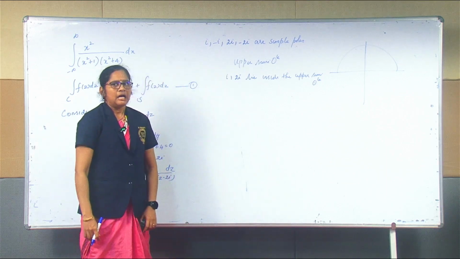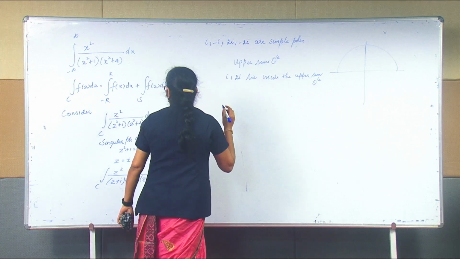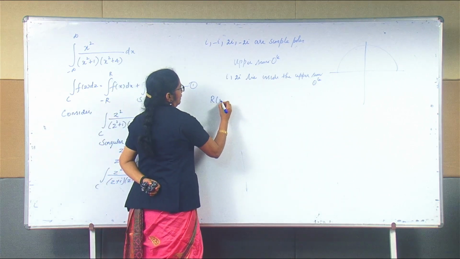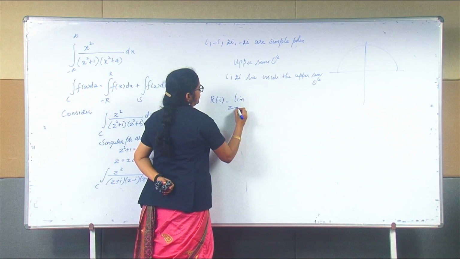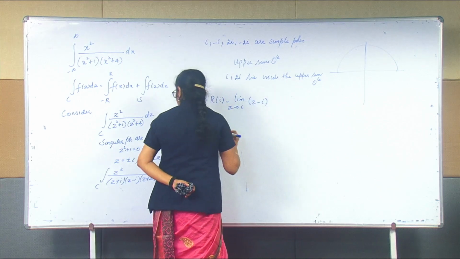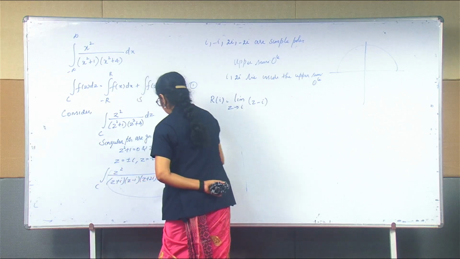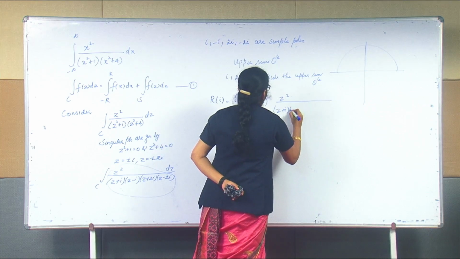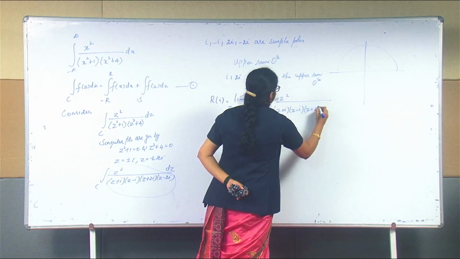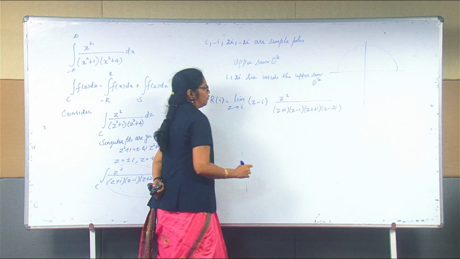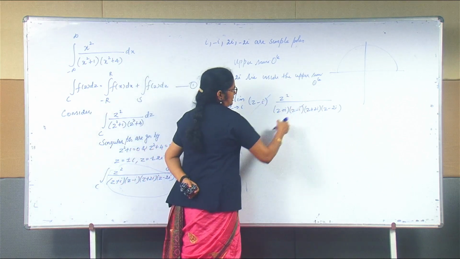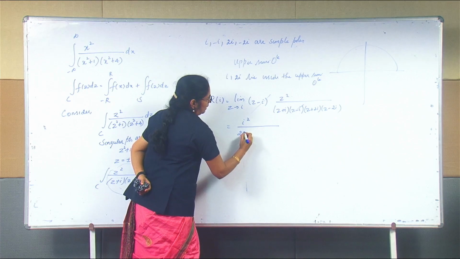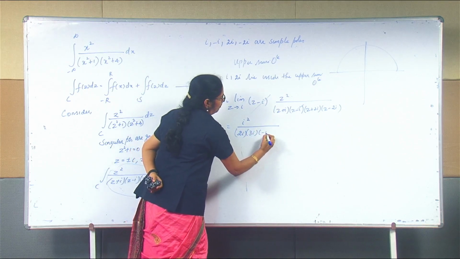Now we need to find the residue for these two. Already we know how to find the residue for simple poles. Now R of i: limit z tends to i of (z minus i) times f of z, and this is our f of z: z square by (z plus i)(z minus i)(z plus 2i)(z minus 2i). Before substituting z tends to i, the common term gets cancelled. Now we need to replace z with i, giving i square by 2i times 3i times (minus i).